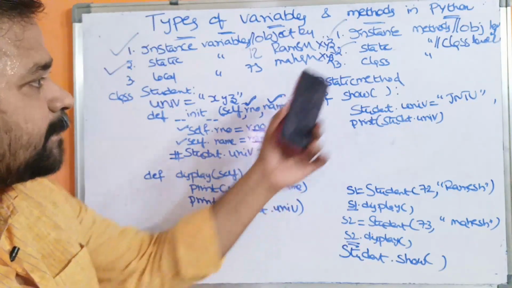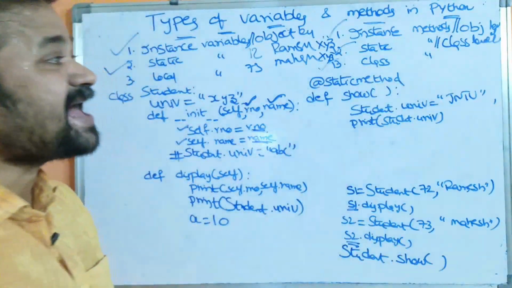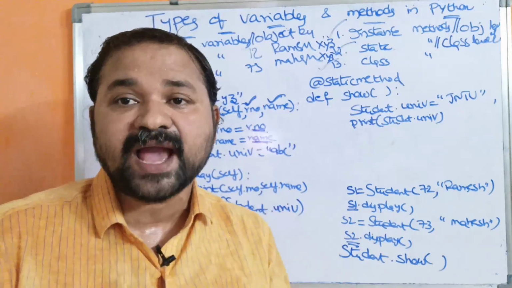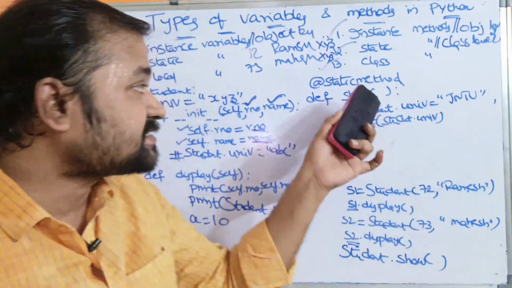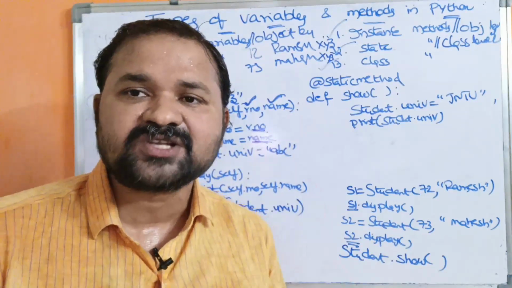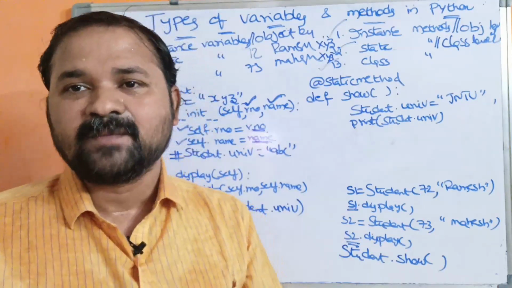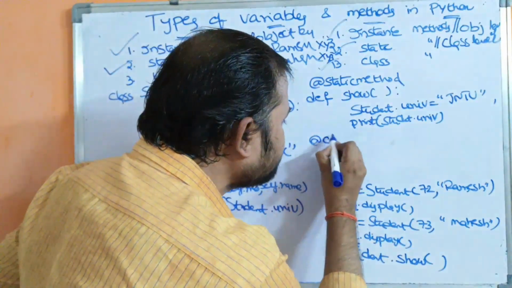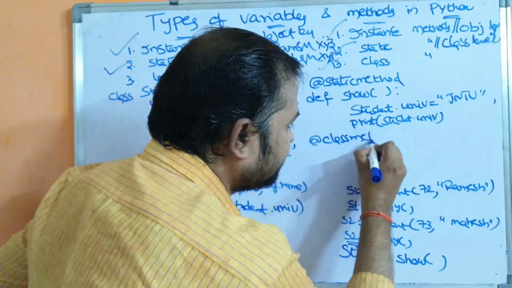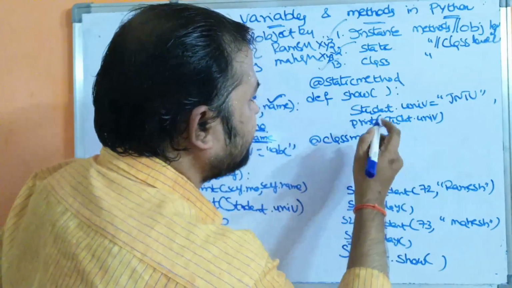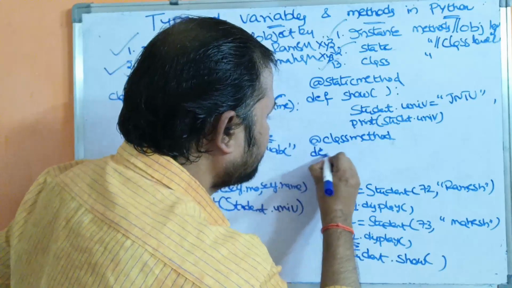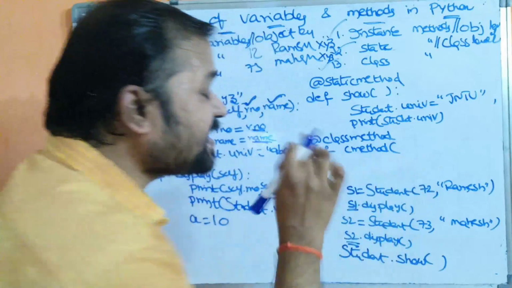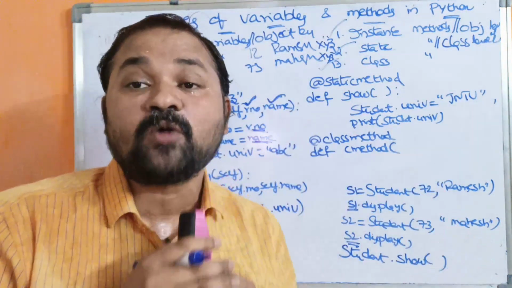Now let us see the last one, that is class method. So what is a class method? Class method is mainly useful in order to access class level variables. So just like the static method, by using class method also we can access the class level variable. But the way of accessing is different. So let us see that. For a class method we must use the decorator @classmethod. Next, def. Let the name of the class method be cmethod. Def cmethod. For a class method we must pass an object as the argument.